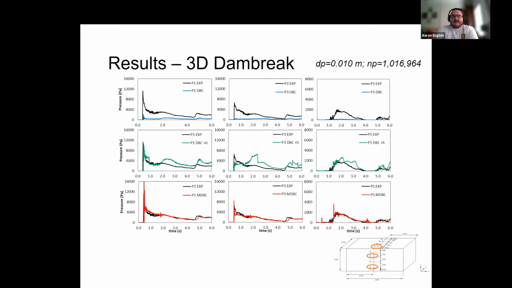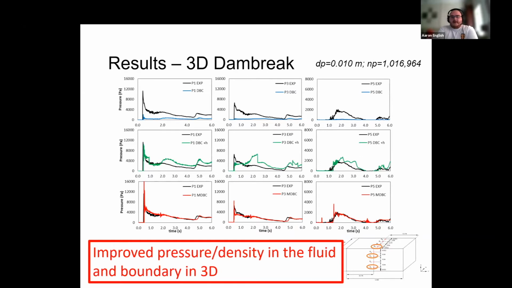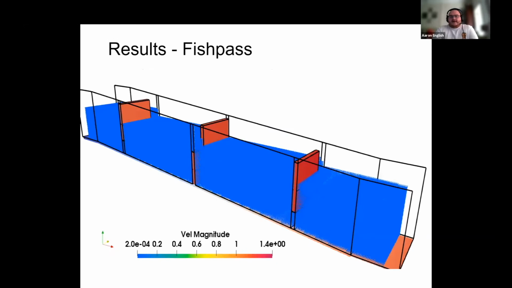And you can see again, it fails to measure the pressure. Whereas with mDBC in the same location with a red line, you can see we're matching pretty well to the experimental pressure. So again, we've improved the pressure and density in the fluid and the boundary, and this is in 3D. So our final test case is a fish pass.